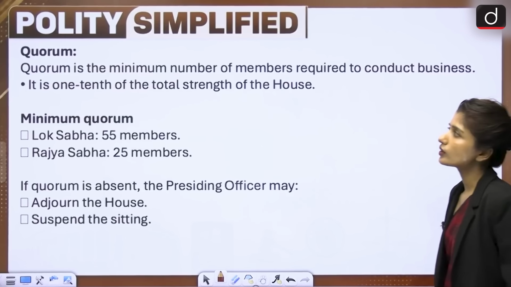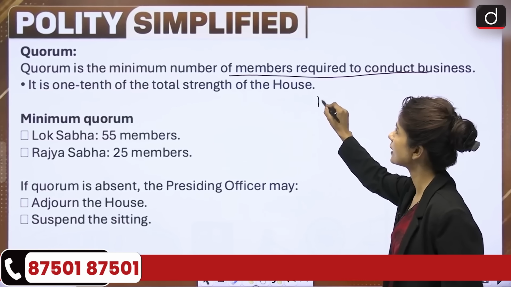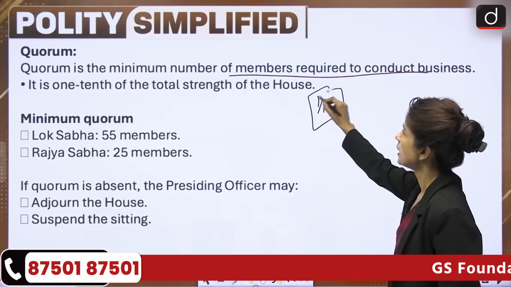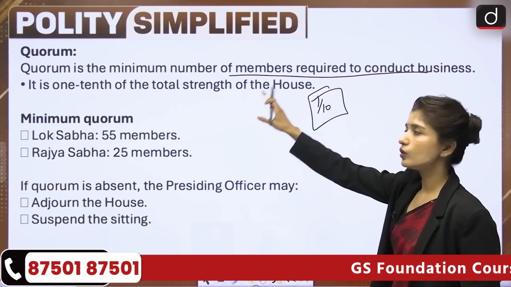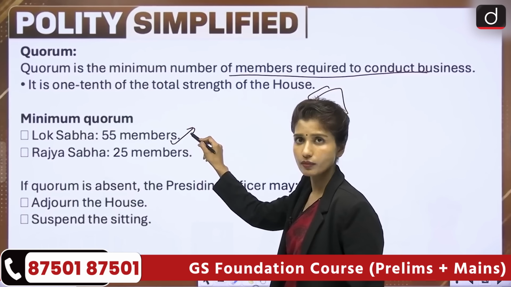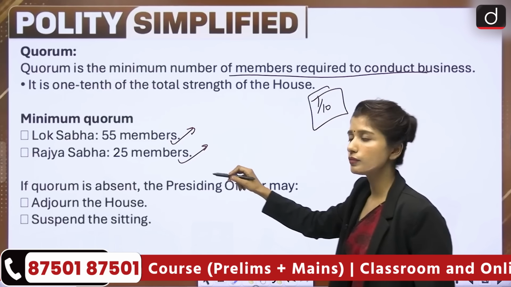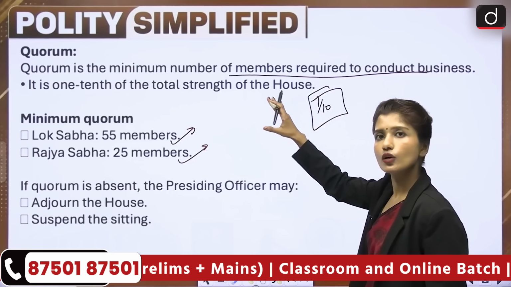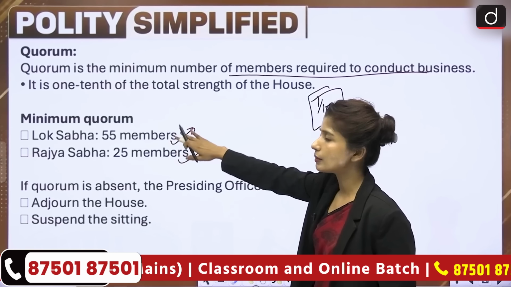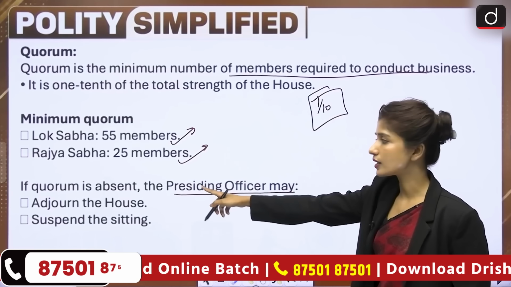Next is quorum. What is a quorum? Quorum is the minimum number of members required to conduct business. It is 1/10 of the total strength of the house. Now the total strength allowed in Lok Sabha is 550. So 1/10 of that would be 55 members. That is the quorum. Then for Rajya Sabha, 25 members. That is the minimum quorum. If the quorum is absent, the presiding officer may adjourn the house or suspend the sitting.